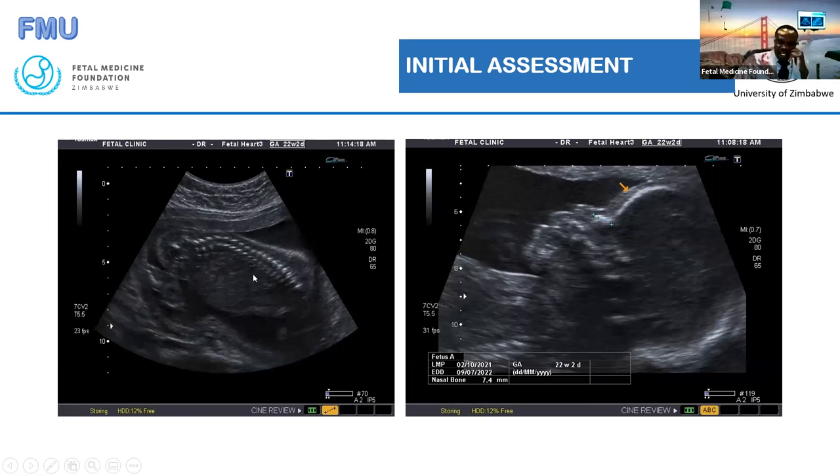You can see there's kyphosis at the spine. You can see the spine. It's not a straight spine. There's a kyphosis, which is typical of achondroplasia.